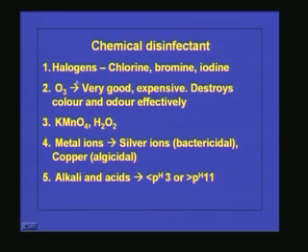Now we will see what are the most commonly used chemical disinfectants. We can use halogens. The most commonly used halogen is chlorine, because in India we practice chlorination as the most commonly used disinfection method, and bromine and iodine are used in some places. Ozone is a very good disinfectant, but the problem is it is expensive, though it also destroys color and odor effectively. Another disadvantage of ozone is that it does not have any residual effect. Other oxidizing agents like KMnO4 and H2O2 are also used as chemical disinfectants.